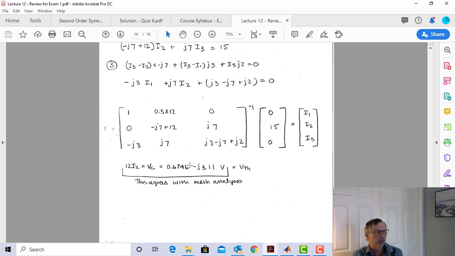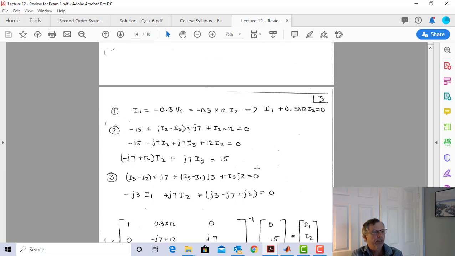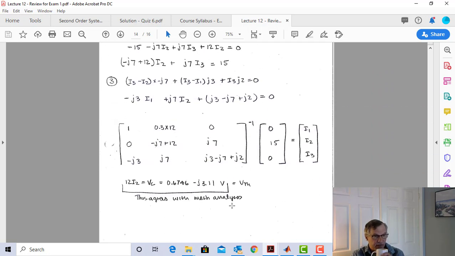I2 times 12 ohms gives me V Thevenin, and thankfully it agrees with my nodal analysis that I did before. So I got V Thevenin 2 different ways. They agreed. Did they agree the first time? Of course not, because I made mistakes, but then I fixed them.